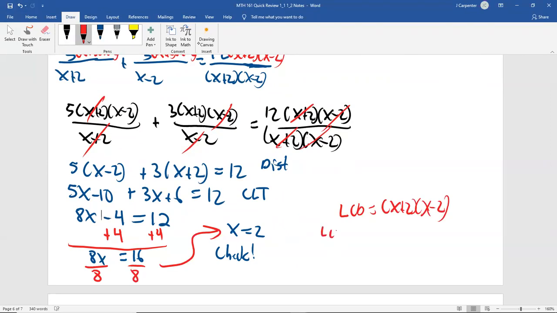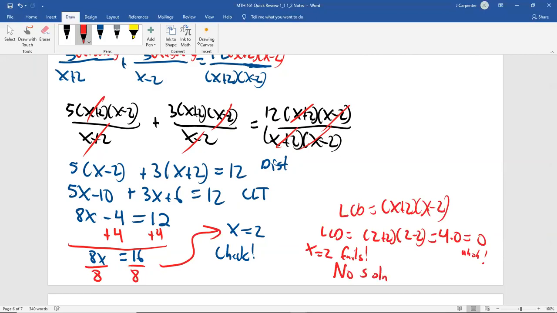So we get, our LCD is now 2 plus 2 times 2 minus 2, which is 4 times 0, which is 0. Uh-oh. That's the one and only one number it can't be. Because the solution makes the LCD 0, that means it makes at least one of the denominators 0, which means we're dividing by 0, which means the world, as we jokingly say, blows up because of that. So no, the x equals 2 does not work. It fails. It was the only solution, so that means there is no solution. Or that circle with a line through it.